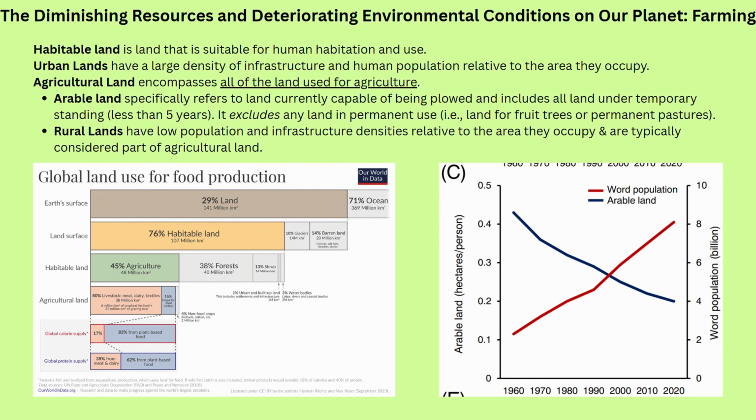Now, let's take a deeper look into how the majority of land is used here on Earth. In this figure, we can see exactly how Earth is divided, and as the name suggests, the blue planet, 71% of Earth's surface is considered ocean. This leaves everything else considered land, which accounts for about 29% of Earth's surface. Of this 29%, 76% is suitable for human habitation and use.